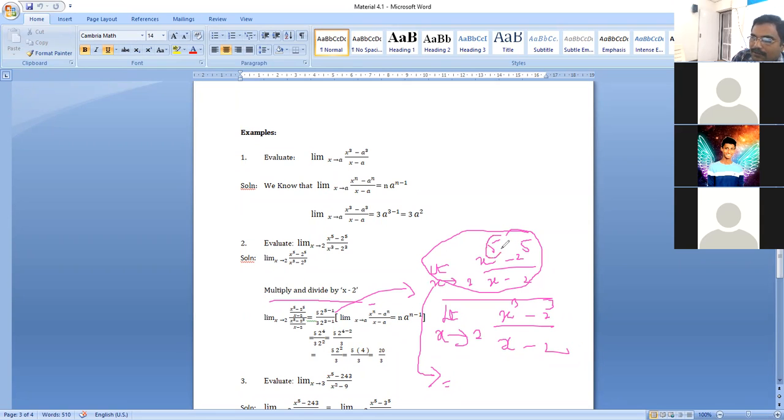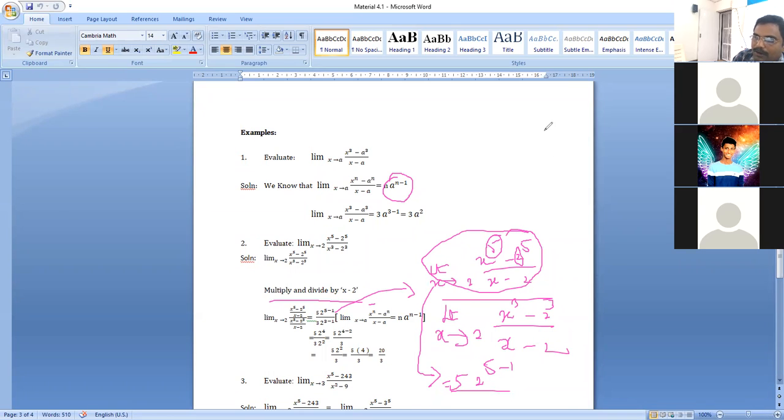So what is n here? n value is 5. a value is 2. So we get 5 into 2 power 5 minus 1. We are applying this formula, n into a power n minus 1. n is 5, a is 2, 2 power n minus 1. n is again 5 for the numerator.